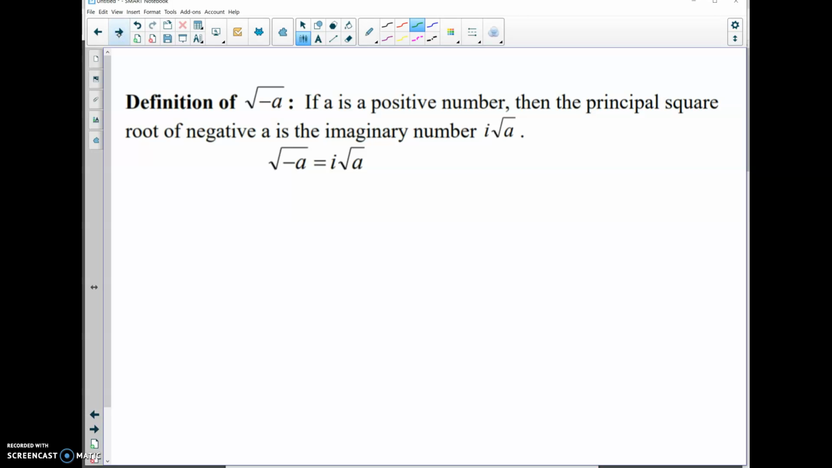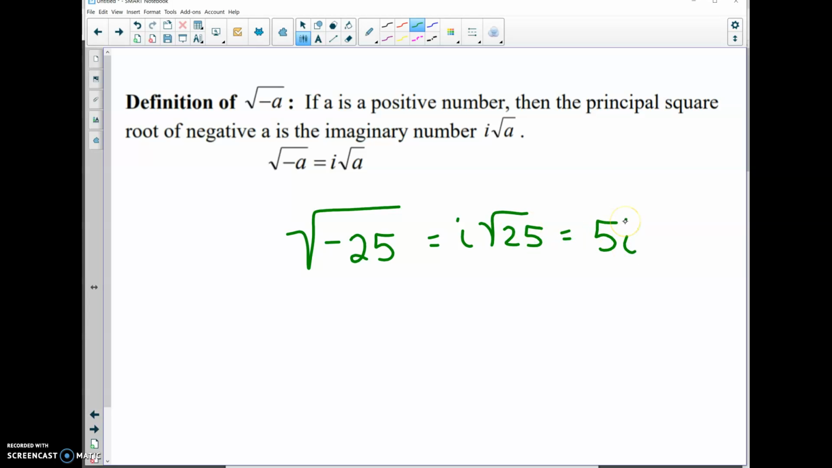All right, the definition of the square root of -a. If a is a positive number, the principal root of -a, you take out an i. i represents the square root of -1, and then you deal with the square root of a as normal. So if we have the square root of -25, that would be i, and then the square root of 25 is 5, so 5i. Notice I put the 5 in the front. We treat i just like a variable.